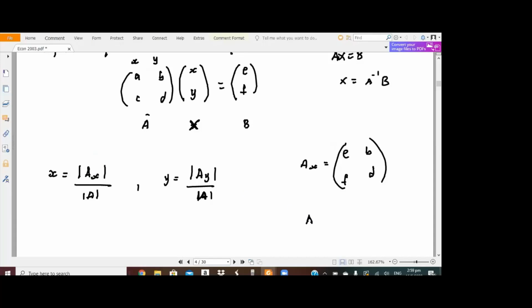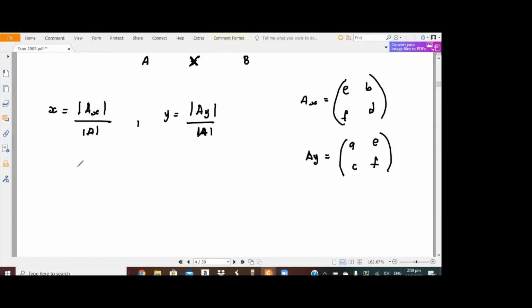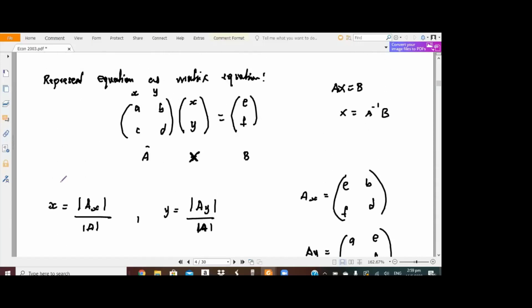How would I find AY? For AY now, you replace the Y column with the solution matrix and then find that determinant. So AY now is A, C, replace the Y column with the solution matrix, E, F, and that's going to give you AY. So to use Cramer's rule, all you'd have to do now, guys, is basically find the determinant of AX, divide it by the determinant of A, find the determinant of AY, divide it by the determinant of A, and this will always work.